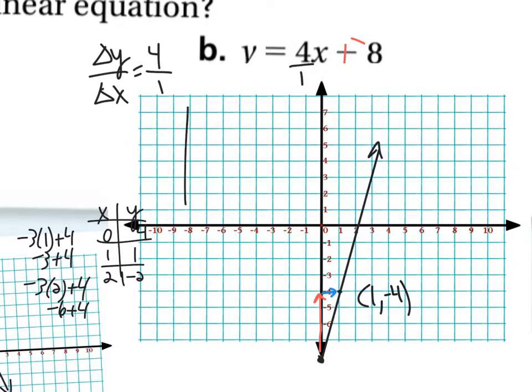And the other option, like I said, is to do a chart. So if you put a 0 in, you'd get -8. Put a 1 in, you would get -4. Put a 2 in, 4 times 2 is 8. 8 plus -8, or 8 minus 8 is 0. So (2, 0). So we're not too far off there. And that would be our line.